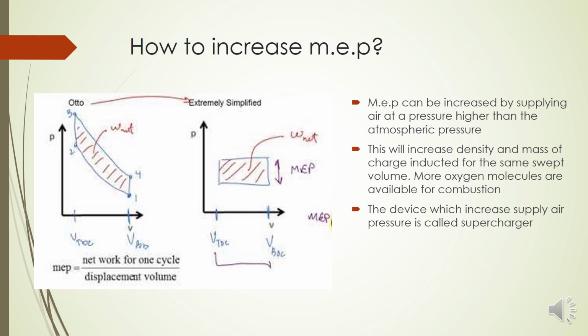So what is a supercharger? The device which is used for increasing this supply air pressure, we call it a supercharger. Charge means normally the air-fuel mixture, or the air which is going to the suction stroke, is called the charge. So supercharger means we are simply increasing the pressure beyond this atmospheric pressure.